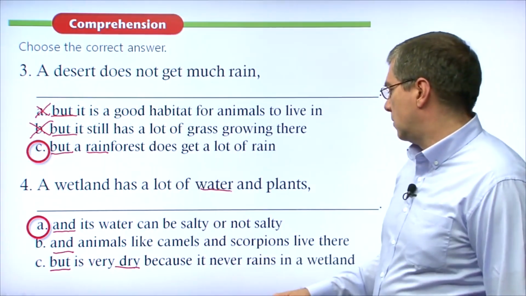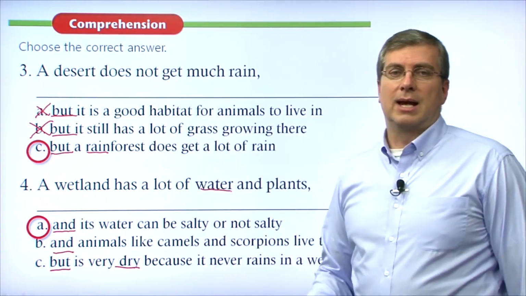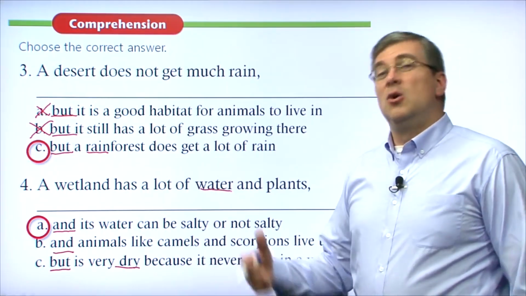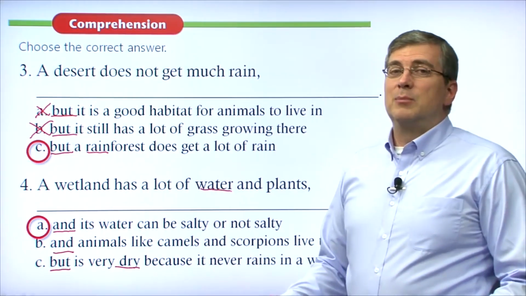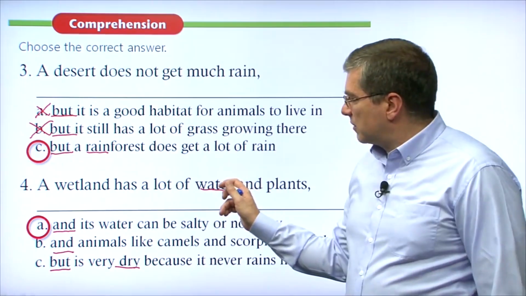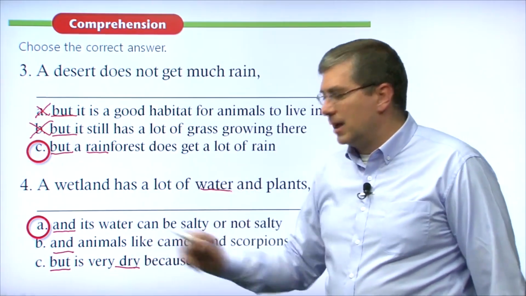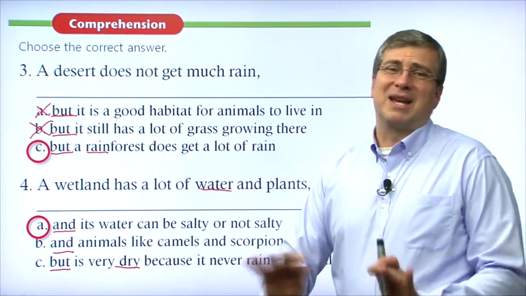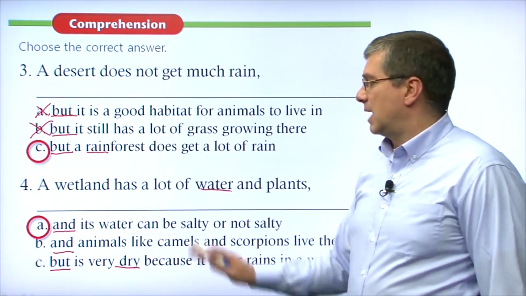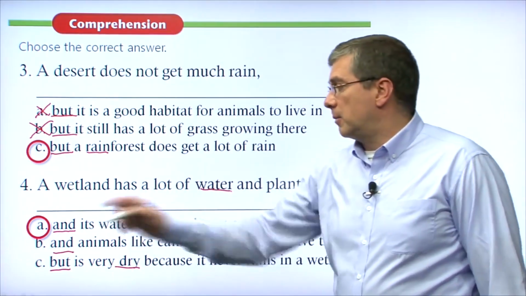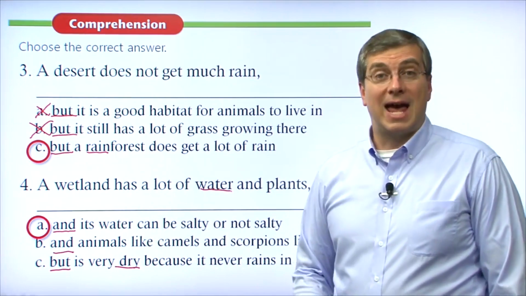And of course, it's not true anyway, because it does rain in a wetland. Wetlands do get lots of rain. We didn't really talk about that, but it does rain in a wetland. But just the fact that it says it has a lot of water and it is very dry, that doesn't make sense. It makes no sense at all. So that obviously is not correct. And as we saw before, the correct answer is A.